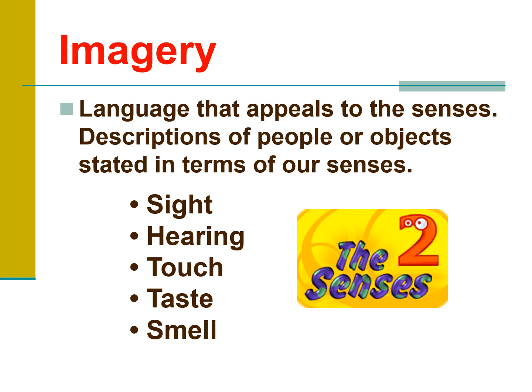So imagery. Imagery is language that appeals to the senses. It's descriptions of people or objects stated in terms of our senses. So whenever you're reading your favorite book and you get to a part where the author is describing this place in the book and you can picture that place in your mind while you're reading, that is the author appealing to your sense of sight.